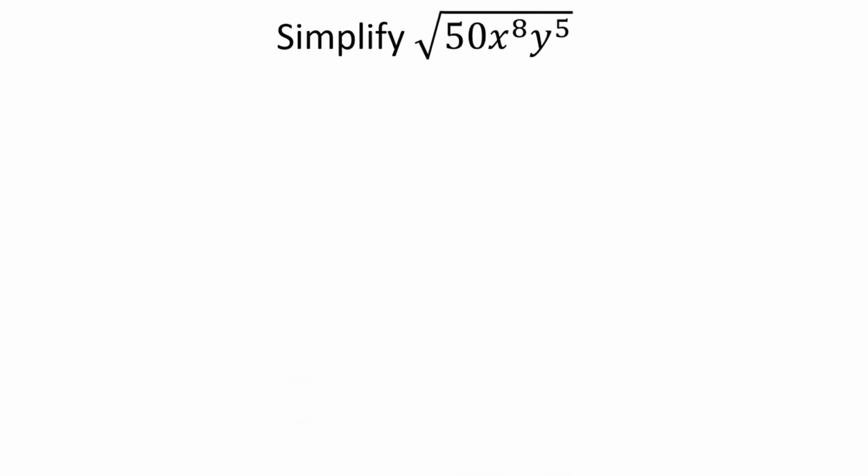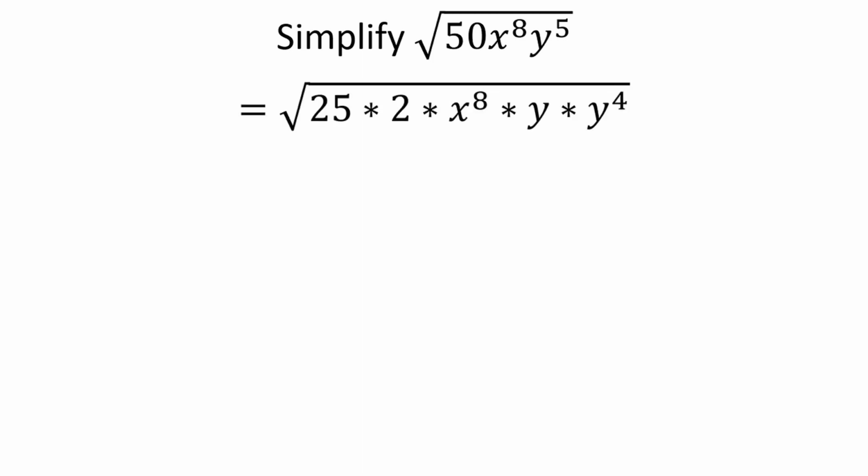Let's try the square root of 50x to the 8th, y to the 5th. X to the 8th is our only perfect square. Y to the 5th has an odd power. We can rewrite this problem as the square root of 25 times 2 times x to the 8th times y to the 4th.